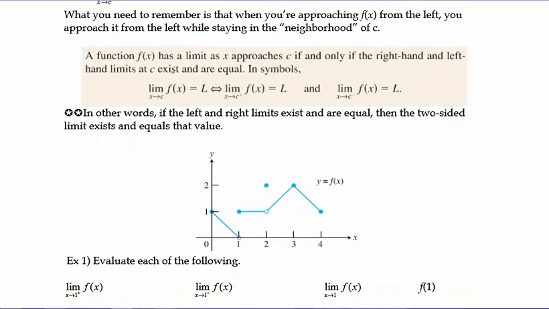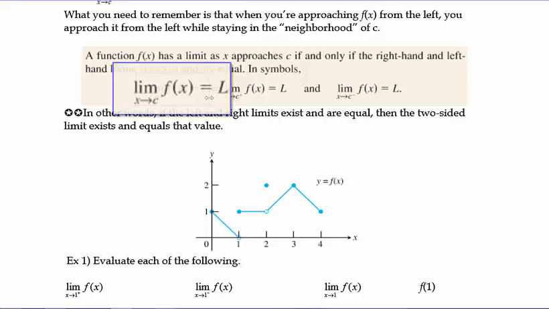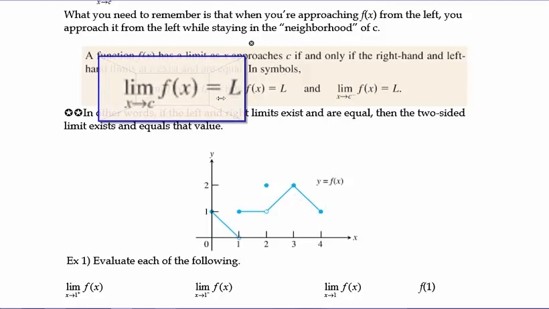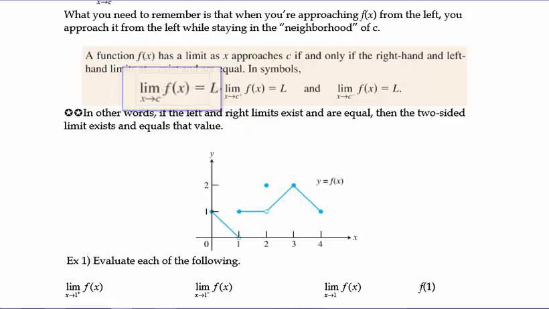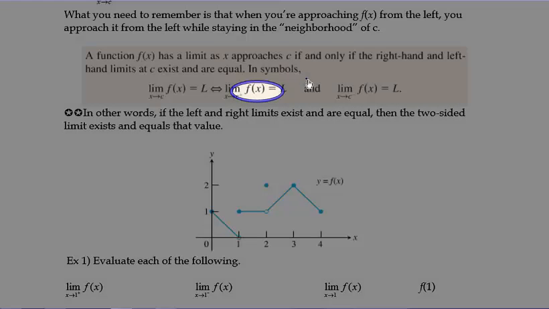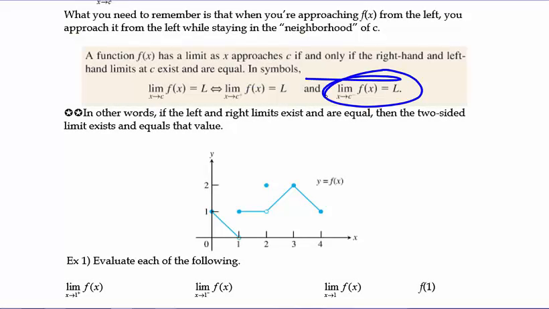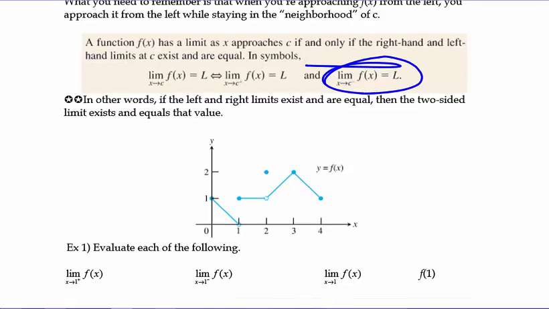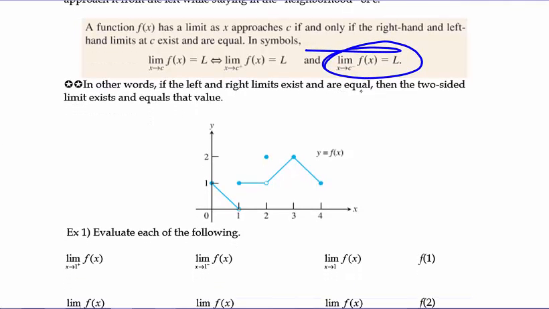So a function has a limit as x approaches c if and only if the right and left-hand limits exist at c and are equal. In symbols, that means the limit as x approaches c of f of x equals L, this is just a regular two-sided limit, is true if and only if the limit from the right equals L and the limit from the left equals L. In other words, if the left and the right limits exist and they're equal, then the two-sided limit exists and equals that value, all right?